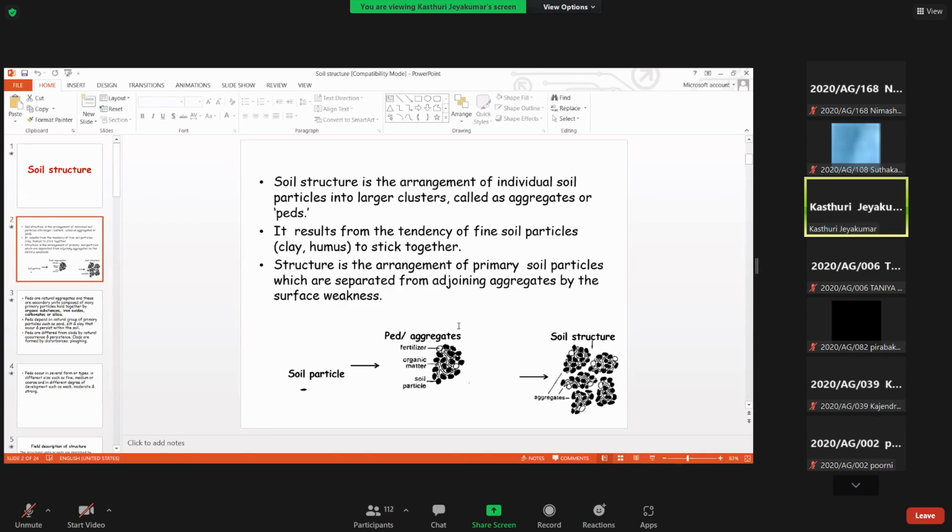Okay, you can alter or change the soil structure, but you can't change the soil texture. Remember that. Texture is a fixed soil physical property. You can't alter it by any physical or chemical method. But structure you can change with management practices. So what is structure? Anyone? Arrangement of aggregates. Simple definition.